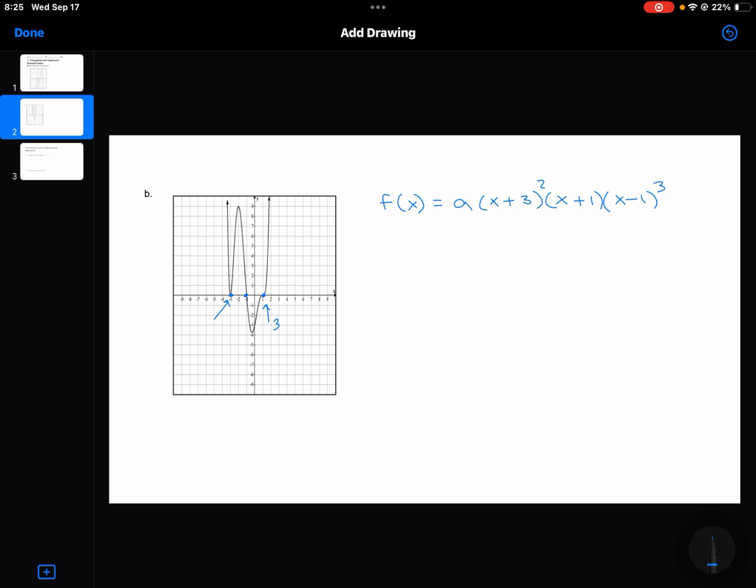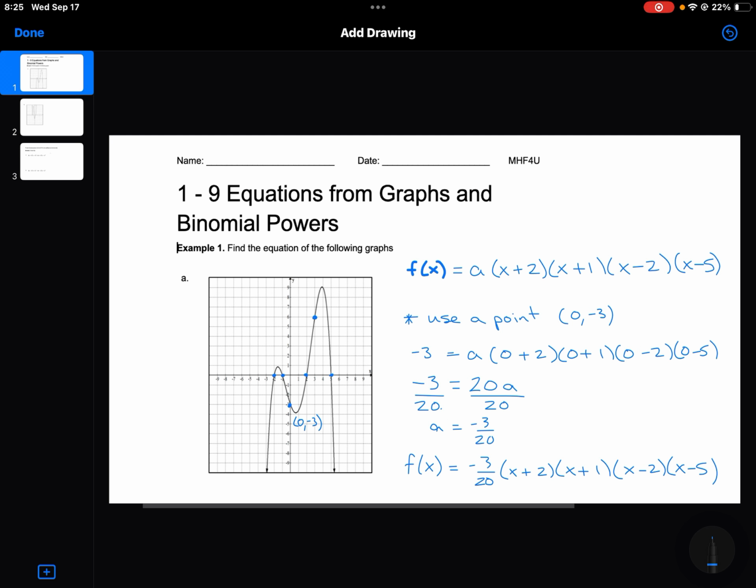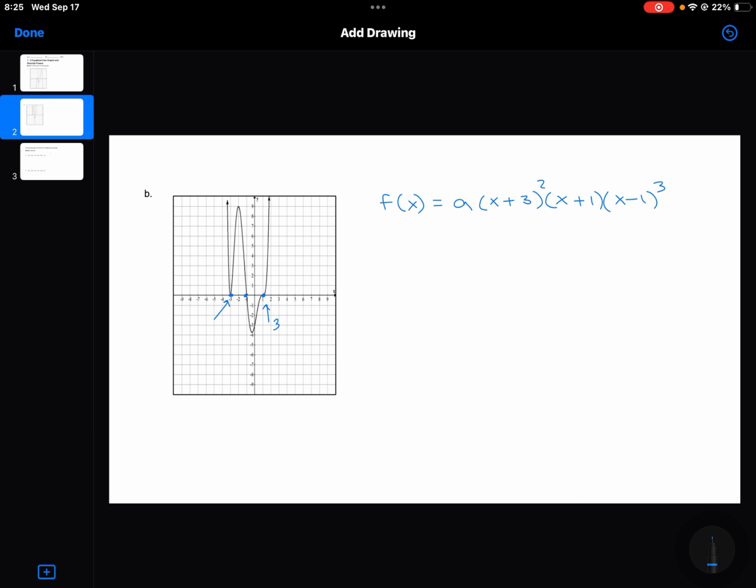So that would be degree 3. That makes sense. I know I have an even function because my ends are pointing up in the same direction, which is similar here. Except I've got a negative leading coefficient. My ends are going down. So that is a good thing to check with the multiplicities of the roots.